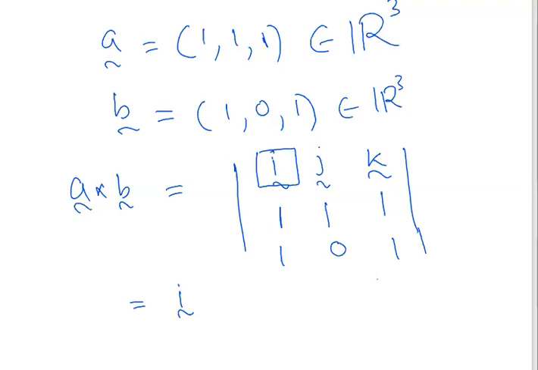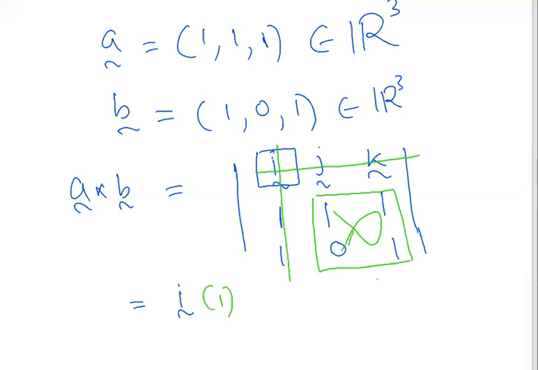How do you simplify this determinant? The first element is I, and the sign is positive. Avoid the first row and the first column, and you will get this matrix. Take the determinant of that matrix: 1 times 1 minus 0.